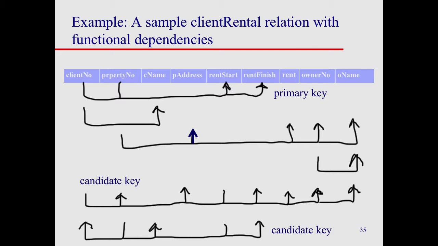If that were the case, what would be the partial dependency if the primary key was client number and rent start? So I'm making client number and rent start be the primary key. What is the partial dependency I use to go to second normal form?